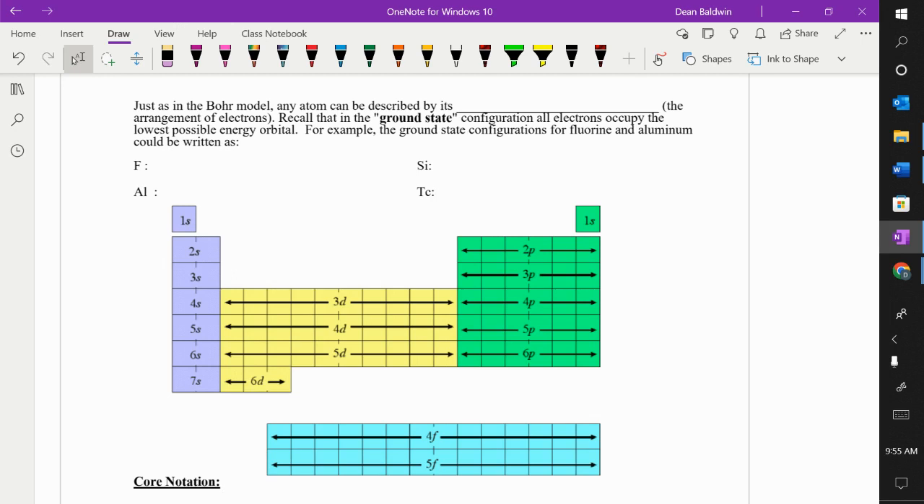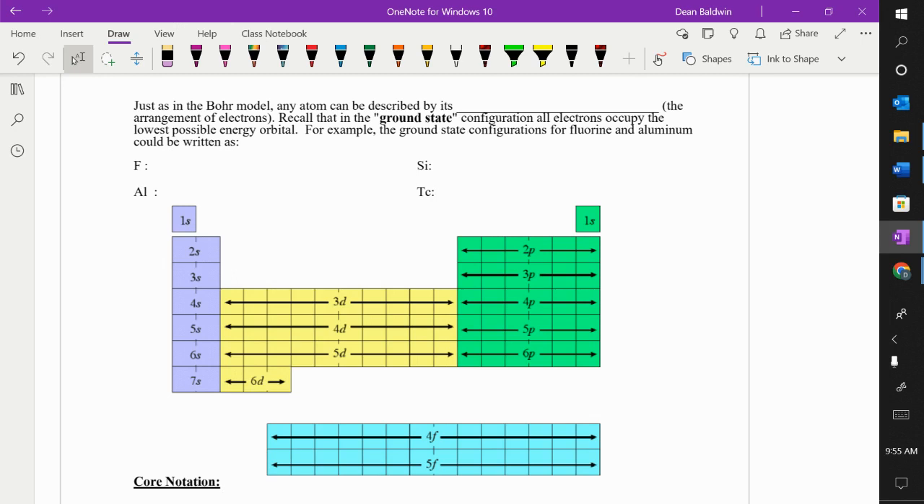So this is why you don't go past the first 2 rows in grade 10, because they don't fill in a specific order. The Bohr model works, it's fine, but when you go past that, it gets more complex. Then the 3Ds get filled, then the 4Ps, and then you go down here, 5S, 4D, and it keeps going like this. These ones actually get inserted into here. We'll talk about that tomorrow.